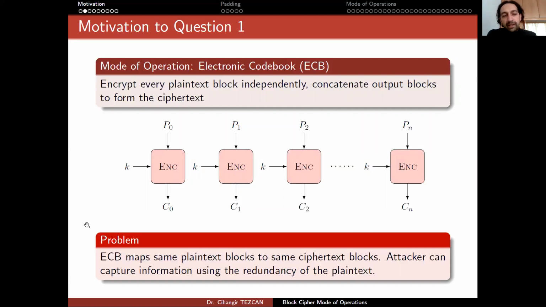It is because ECB maps same plaintext blocks to same ciphertext blocks. Attacker can capture information using the redundancy of the plaintext. So idea is as follows. So assume that your P0 and P2 are the same. So you have two blocks that are the same. So if you encrypt these blocks with the same secret key, then C0 and C2 will be the same. So the redundancy in the plaintext will cause a redundancy in the ciphertext, which can be exploited.